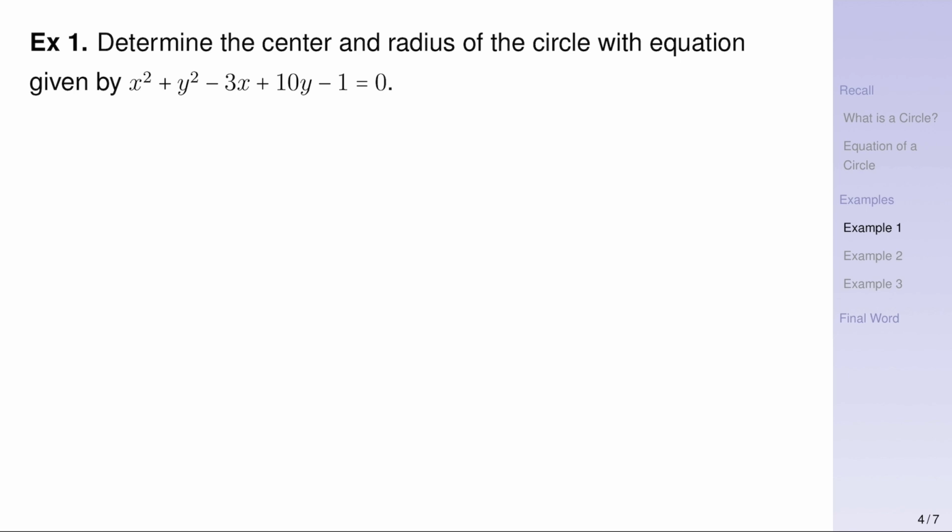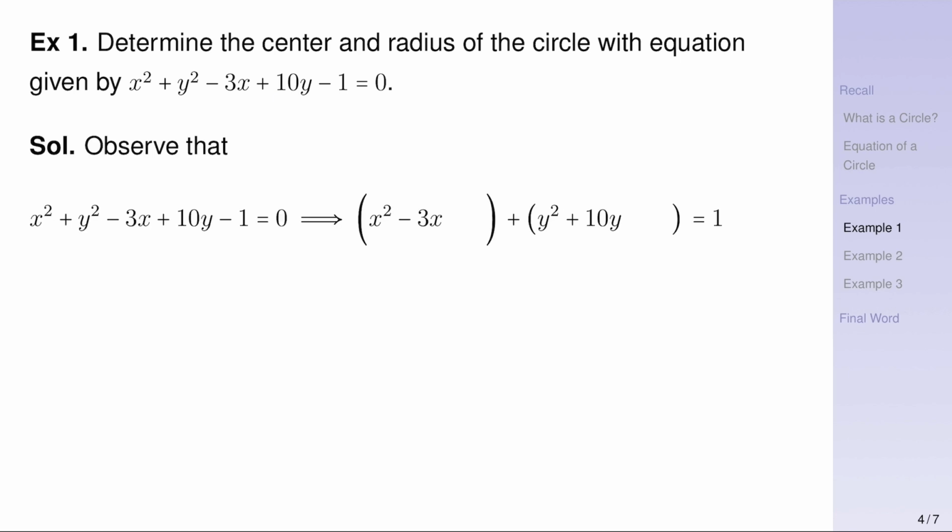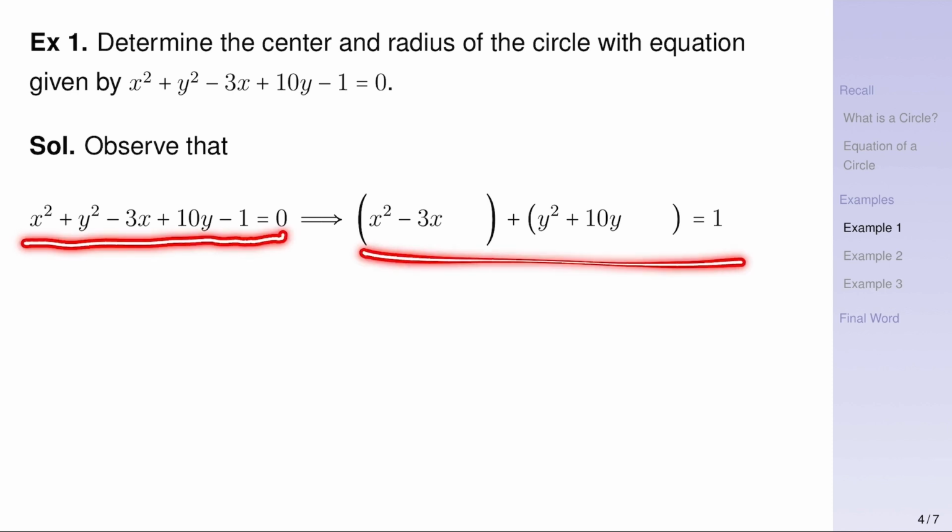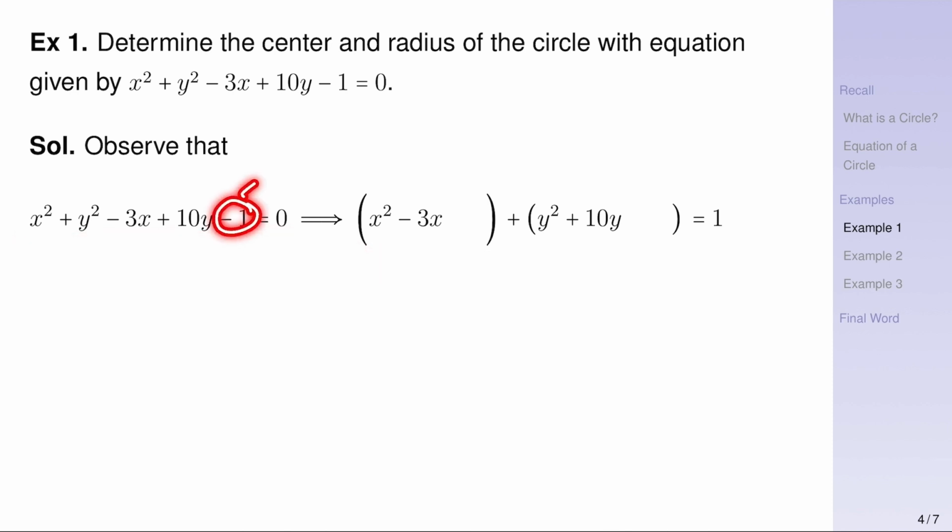To solve this, since we want the center and the radius, might as well convert this equation to its center-radius form, right? We can do that since this is just an equation and we know how to manipulate an equation. First, observe that we can rewrite this equation into something like this. All we did is move this one to the other side and then combine the terms with the same variable, so x here and y here.